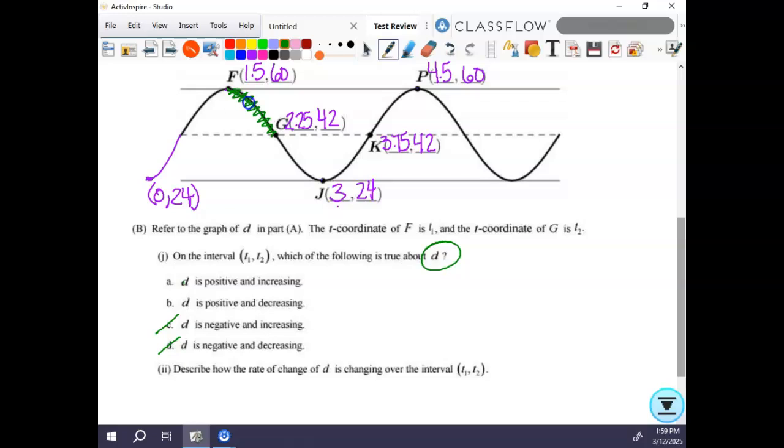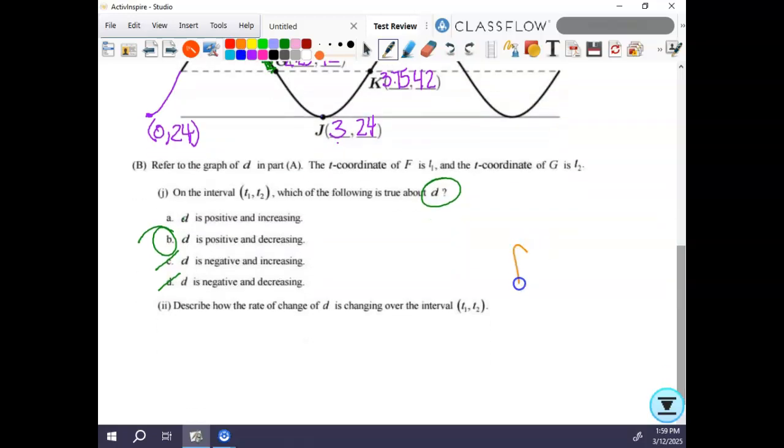And then is this part increasing or decreasing? Decreasing. So my answer is B. All right, we good on that? Okay. Then it says to describe how the rate of change of D is changing over this same interval. Now we're talking rate of change, so now I want my fun chart.